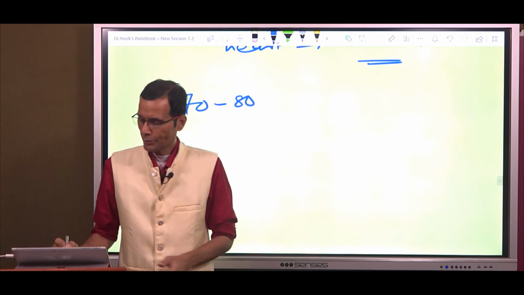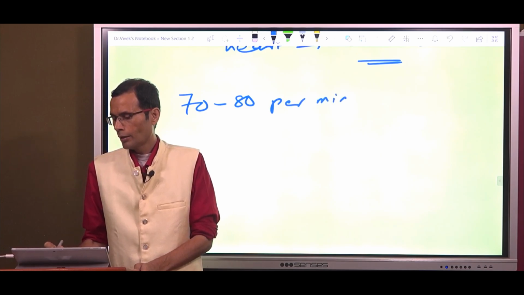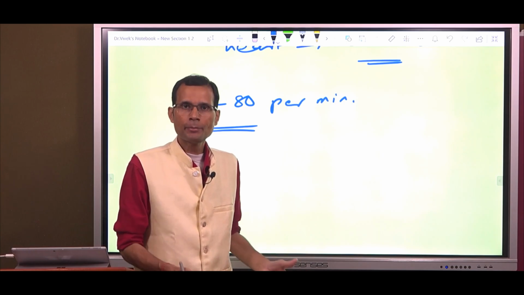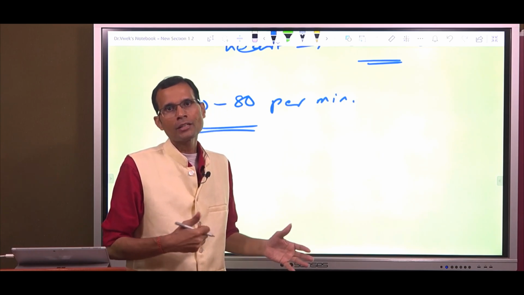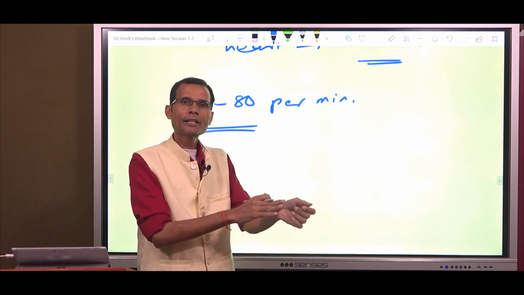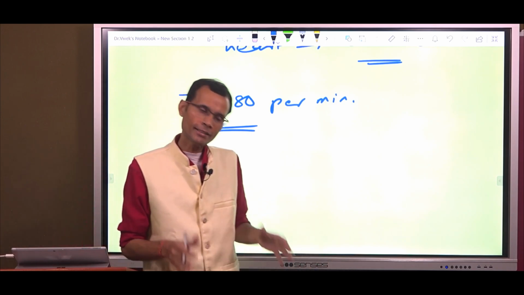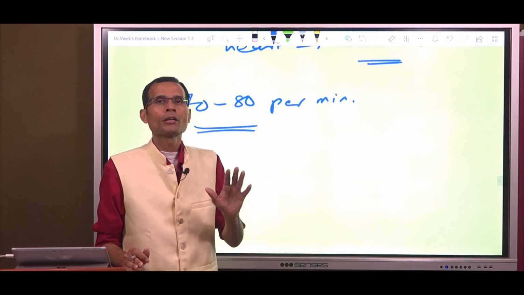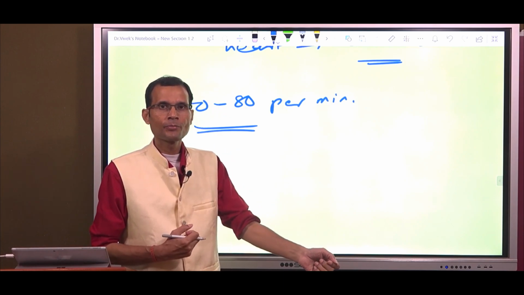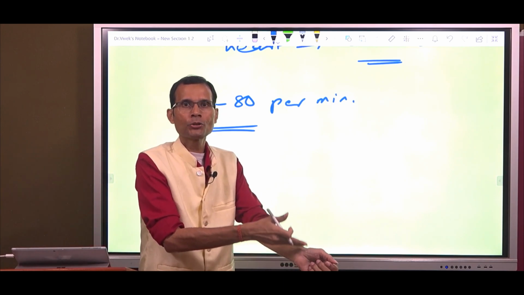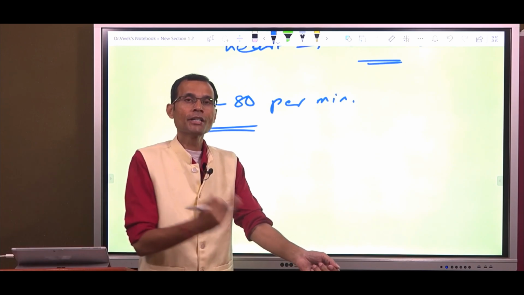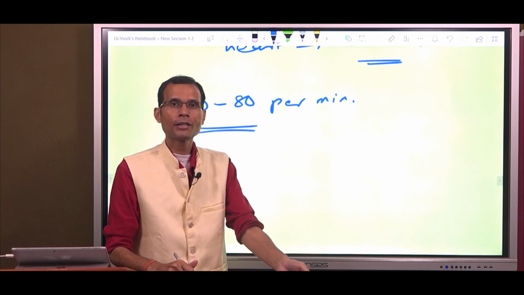Let me make a point here. I said heart rate and pulse rate are the same. Yes, they are. It is the cardiac cycle which is getting reflected in the pulse wave. So pulse rate is indicative of the heart rate. It should be equal. Yes, mostly it is. But in certain conditions, all the heartbeats may not get transmitted to the peripheral pulsation. All the heartbeats may not get transmitted to the radial artery pulsation.